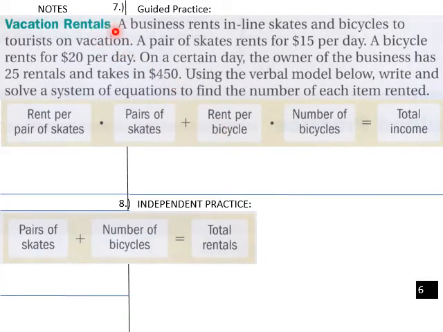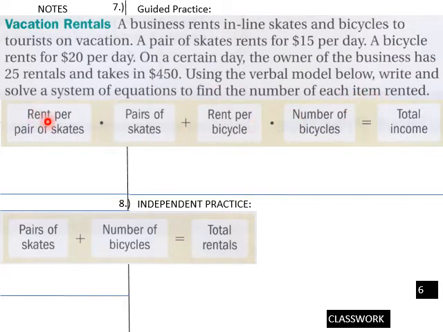So let's try our guided practice up here. We've got a word problem. A business rents inline skates and bicycles to tourists on vacation. A pair of skates rents for $15 per day. A bicycle rents for $20 per day. On a certain day, the owner of the business has 25 rentals and takes in $450. Use the verbal model below. Write and solve a system of equations to find the number of each item rented.